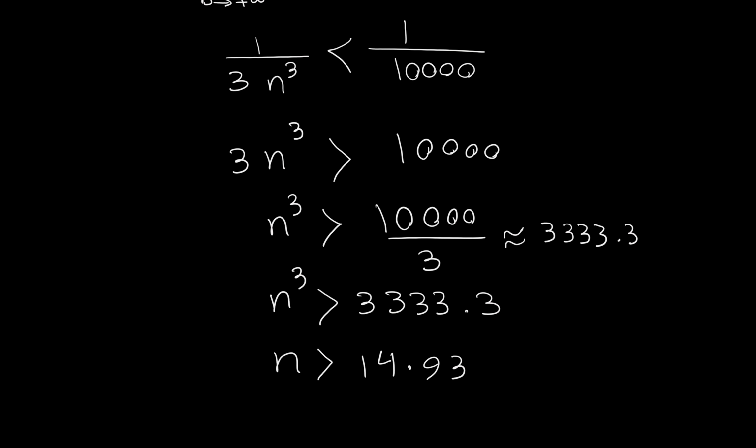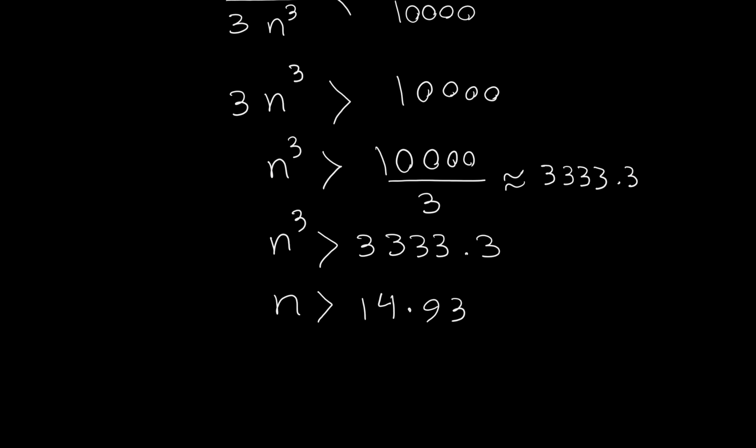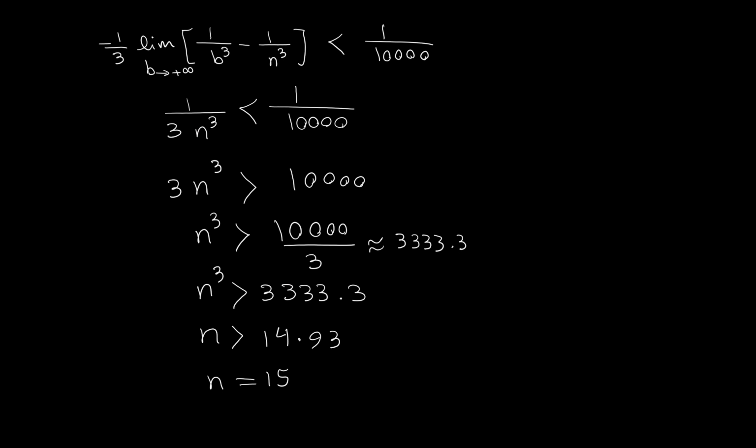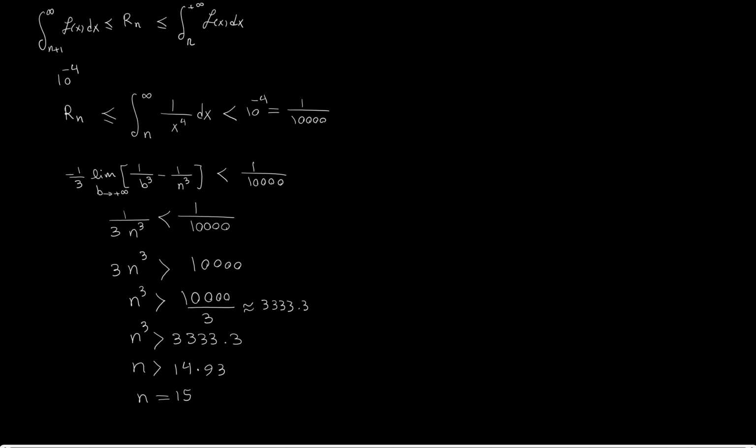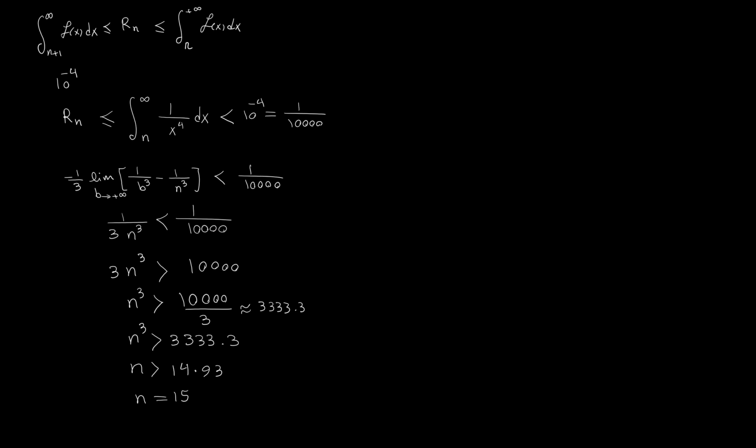Now, what is the value of n? N is a natural number, right? So n is greater than 14.9. The least number for n can be 15. So n must be at least 15 for this specific accuracy. It means that we need at least the summation of the first 15 terms of the sequence to have the accuracy of 10 to negative 4 for the remainder of this series.